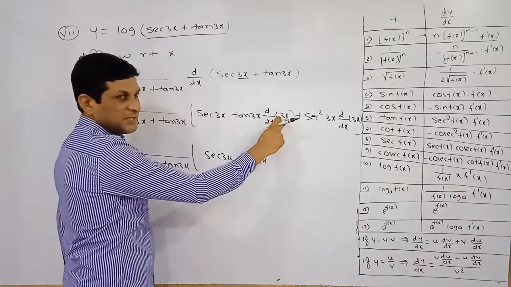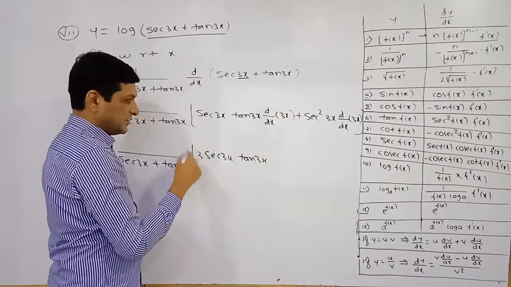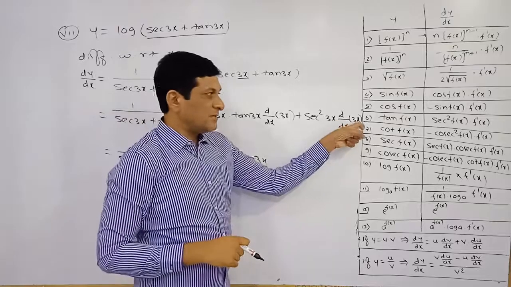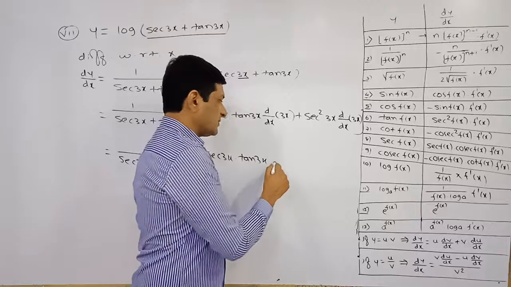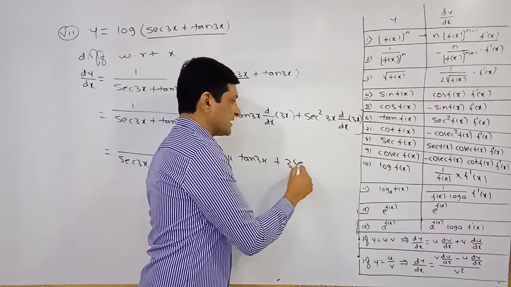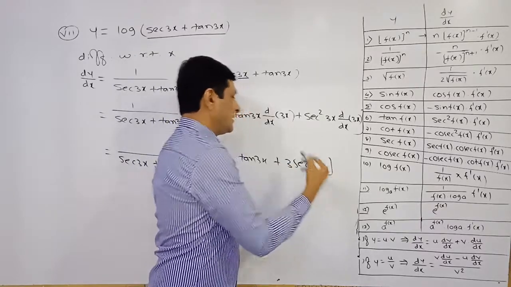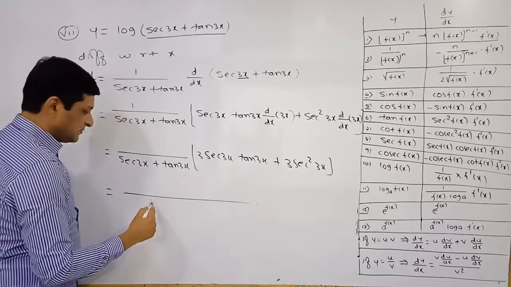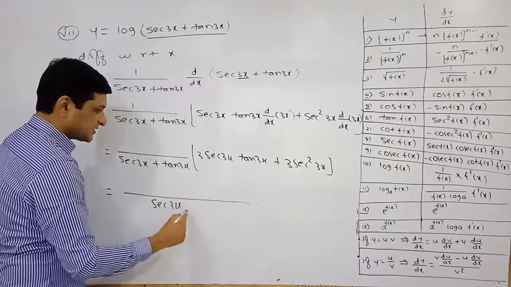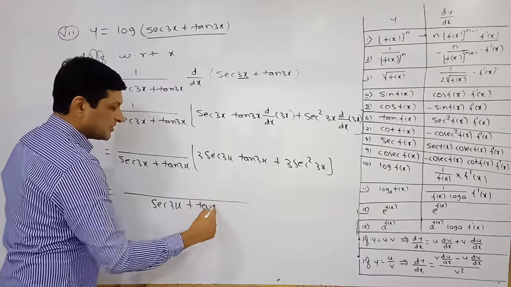What is the derivative of 3x? 3. So we write 3 here. Again in the second term also, the derivative of 3x will be equal to 3. So 3 into sec square 3x will be 3 sec square 3x. So which is equal to, in the denominator keep this term sec 3x plus tan 3x as it is.